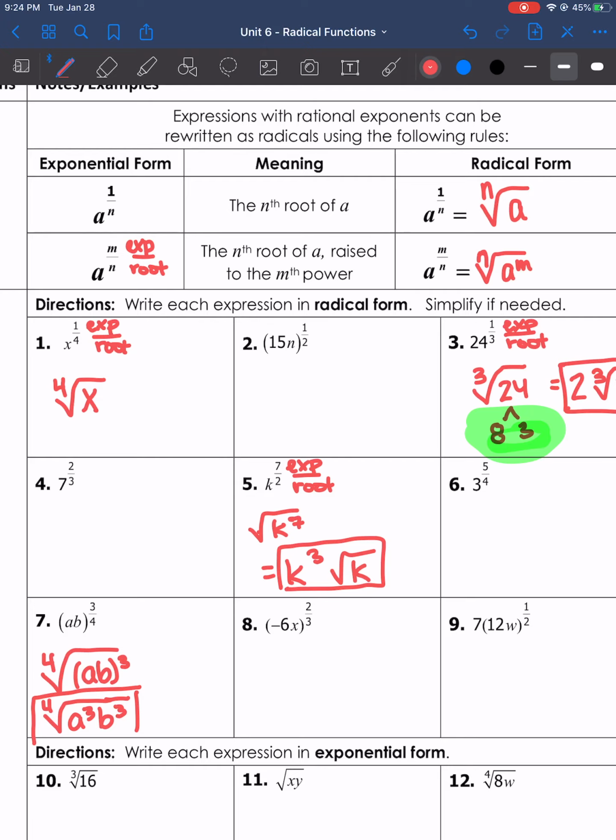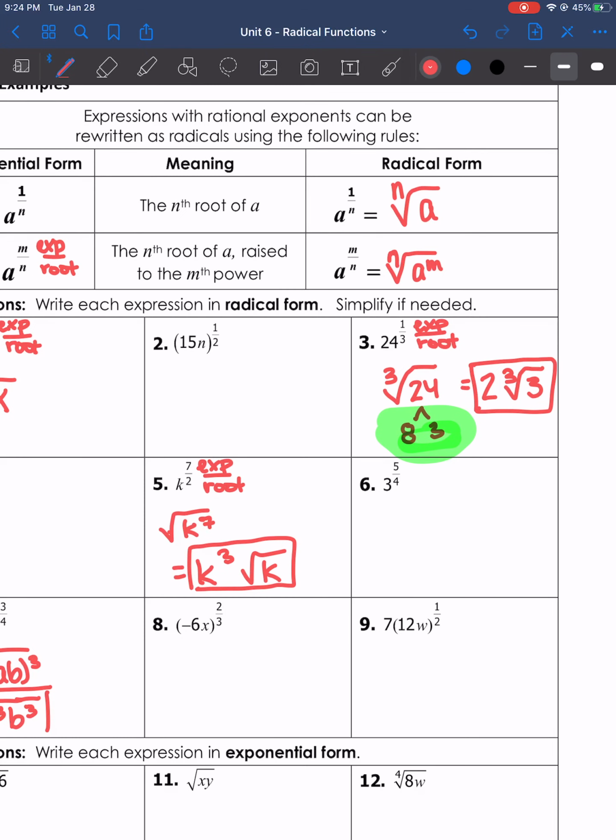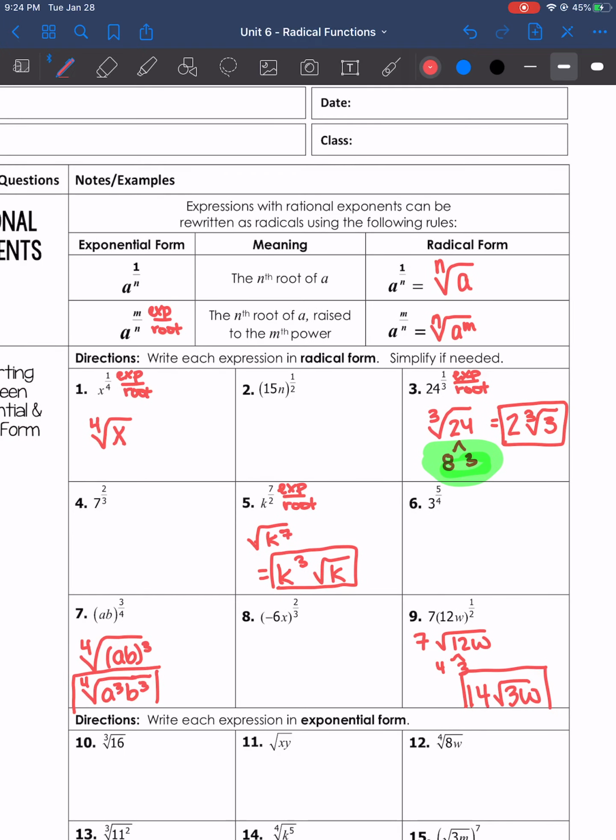Then 9 here, I have 7 times 12w to the 1/2 power. So 7's hanging out on my outside. And then I have the square root of 12w. And 12 does simplify into 4 and 3. So I will have 14 square roots of 3w. So that's how you go from exponential to radical form.